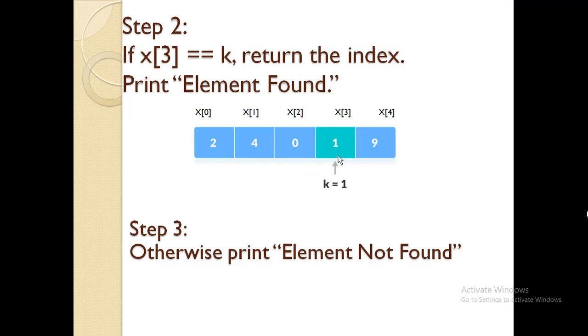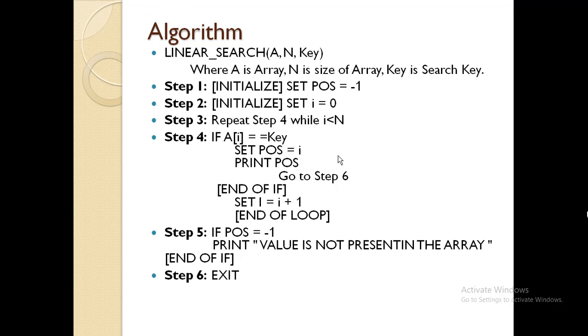If your search key is not 1, if your search key is 10, 7, then this particular element is not in the list. So in that case your search goes till the last element and it doesn't find a match, so it will print that element is not found. So this is the algorithm that we have to follow for executing linear search.